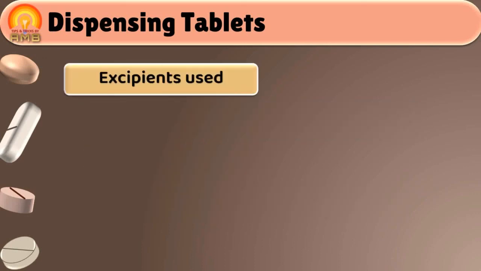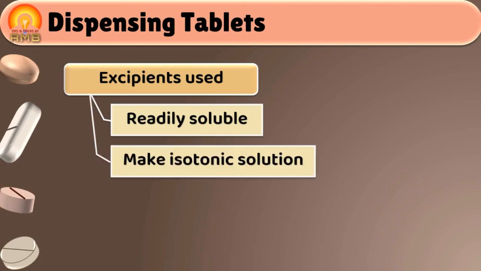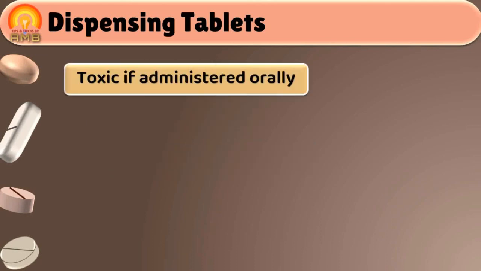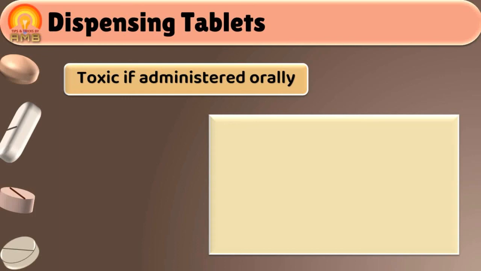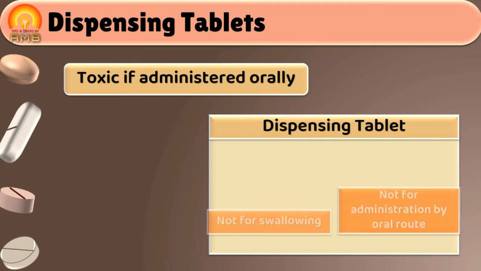Excipients used in the formulation of dispensing tablets should be freely soluble in water to form a clear solution. Excipients for making the solution isotonic are also incorporated if the solution is to be applied on a wound. These tablets are very toxic if administered orally by mistake. To avoid such administration, an instruction should be written on the label of the product that it is not for swallowing or not for administration by oral route.